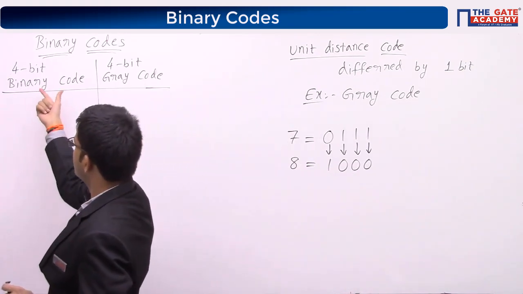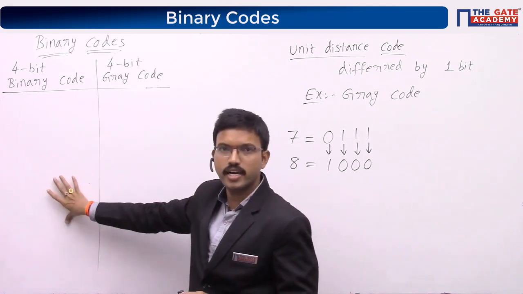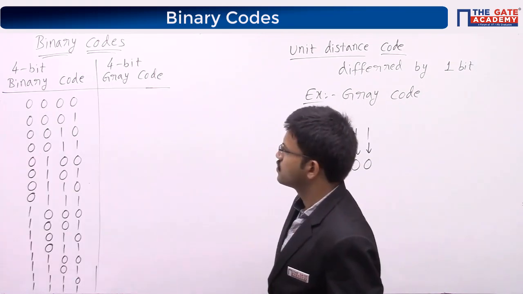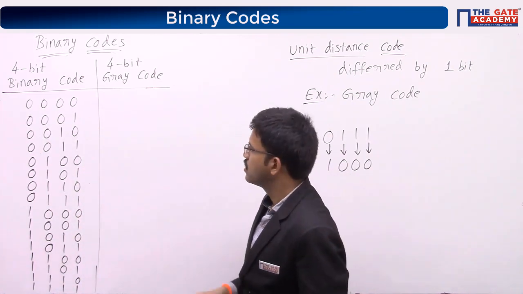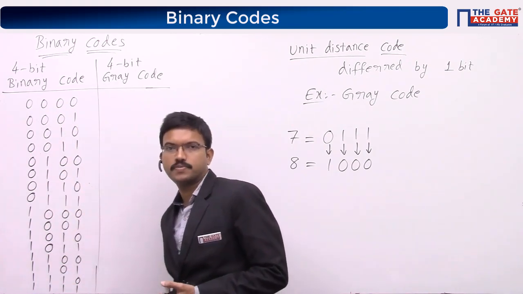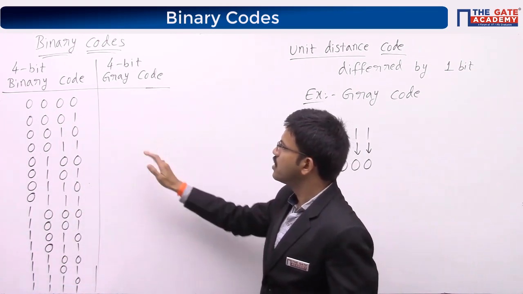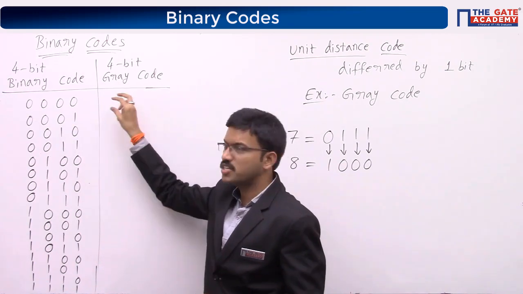Here I am considering 4 bits, so in total you will have 16 combinations of zeros and ones. First let us write all those 16 combinations. Since I have 4 bits, I have represented all the 16 combinations of zeros and ones. Now let us write the gray code corresponding to each one.